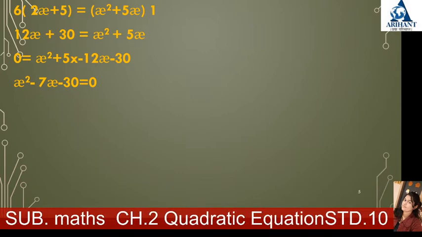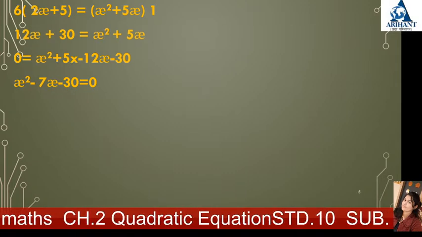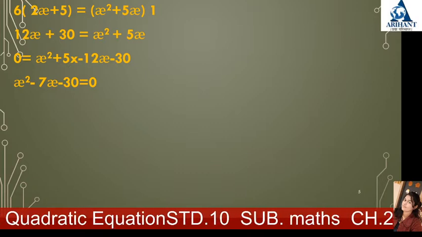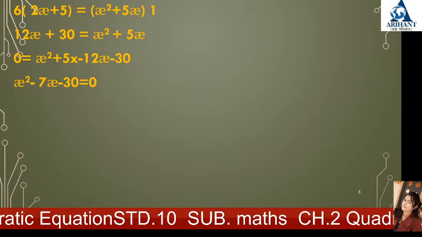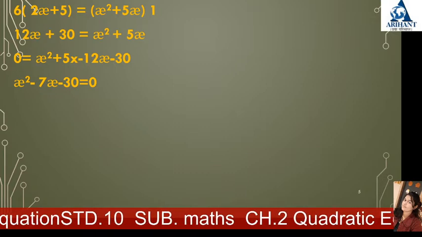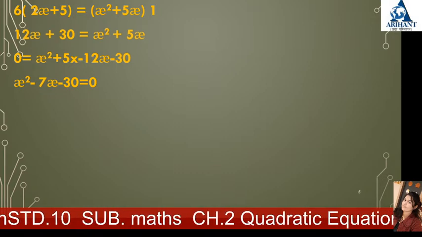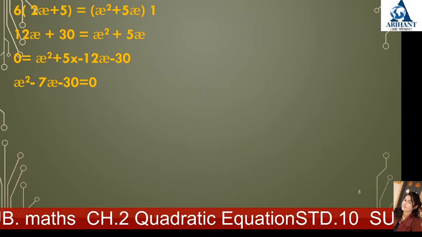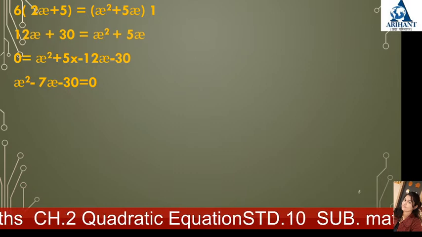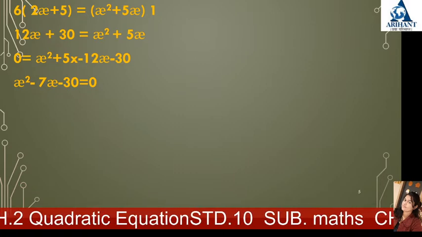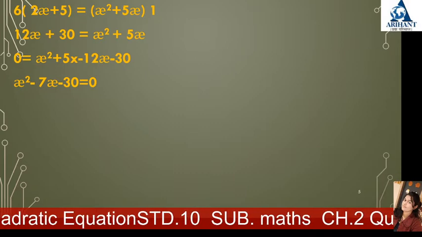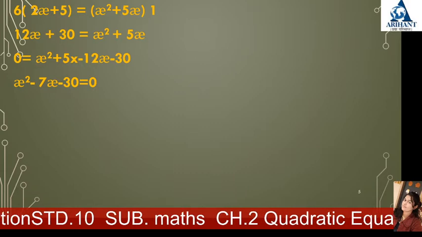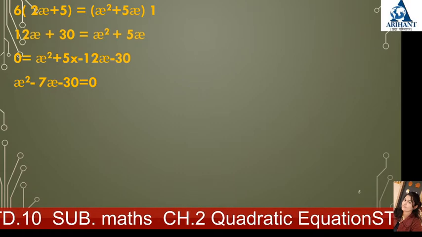So let's simplify the example. We will write it in the form x square minus 7x minus 30. 7x, how does it come? 12 minus 5. We know if a plus sign and a negative sign are there, we will take the sign of the larger number, that is 12, the larger number. So x square plus 5x minus 12x minus 30 is equal to 0.